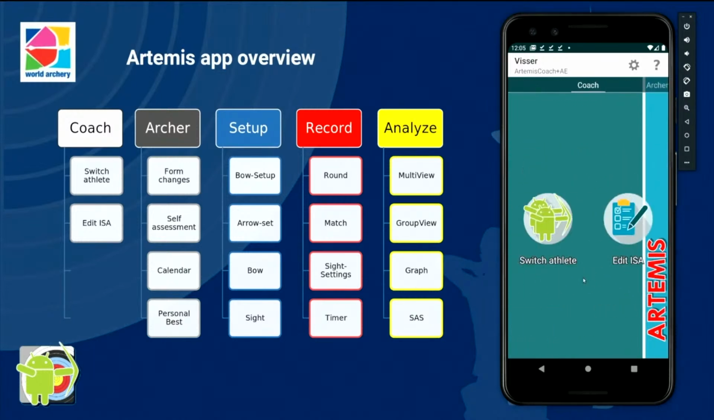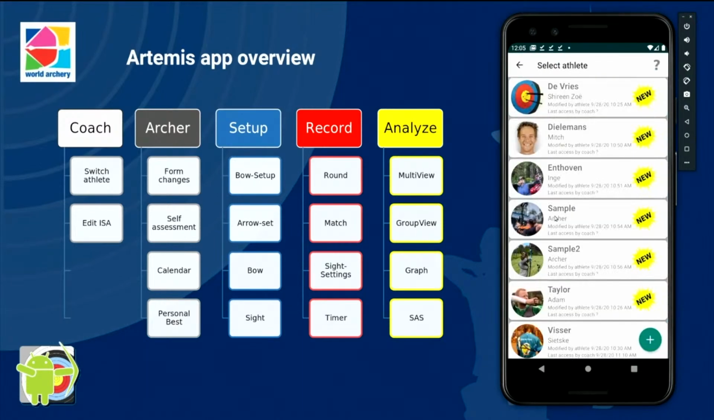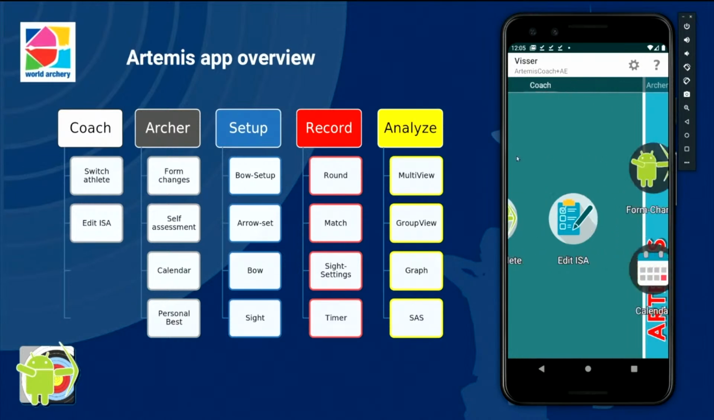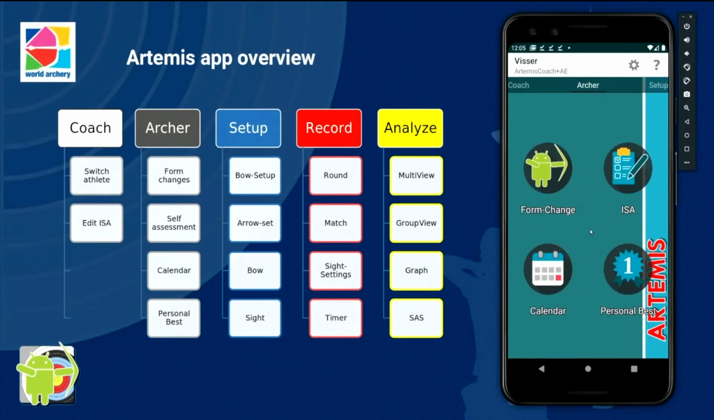And if we start all the way on the left, the coach domain, if you are a coach and you are coaching different athletes, you'd like to switch between different athletes pretty easily, so you can just call up your list of athletes and then select the athlete you want to switch to see their data. And you can edit some of the self-reflection questions that are part of Artemis as well, which I will talk about later.